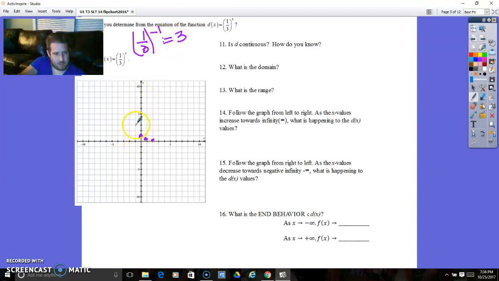So f of negative 1 is 3, and f of negative 2 is 9. So it's going to look exactly the opposite. It's got an asymptote again of 0, so it's not going to hit 0. A lot of this is very much going to be the same.